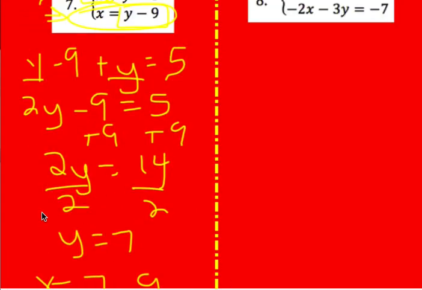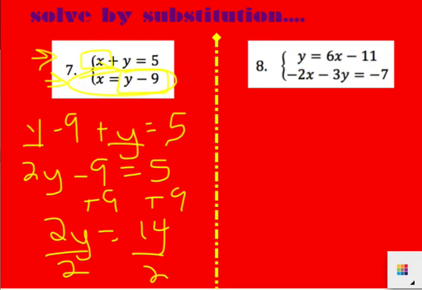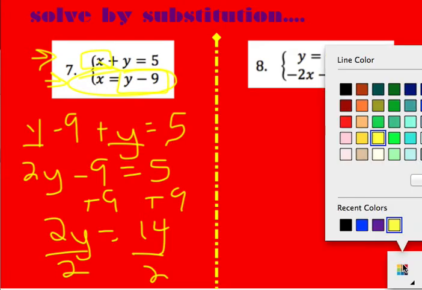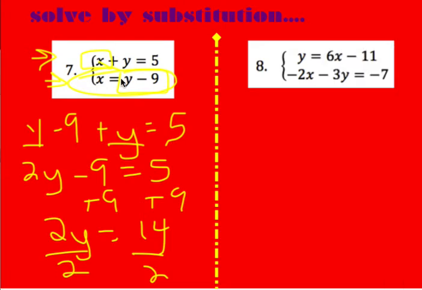So let's take a look at number 8. For number 8, I see that y is equal to 6x minus 11. So where I see y down there, I'm going to take y out completely and put 6x minus 11 in instead. So I have negative 2x minus 3, and now instead of having that y, I'm putting in 6x minus 11. And that's going to be equal to negative 7.